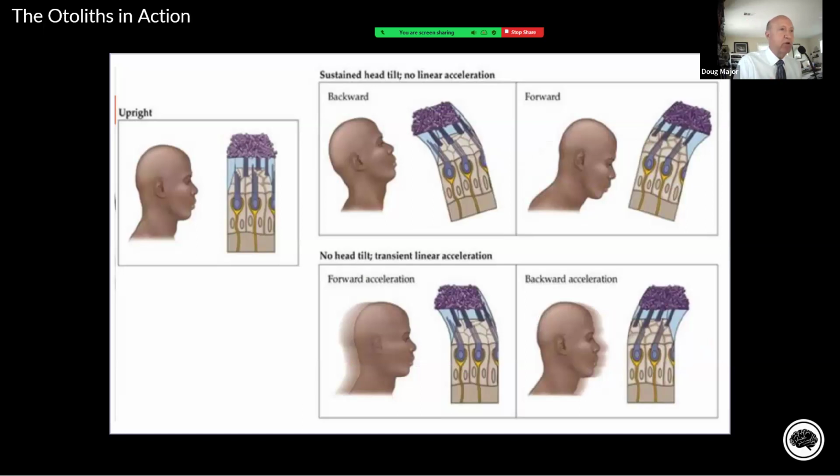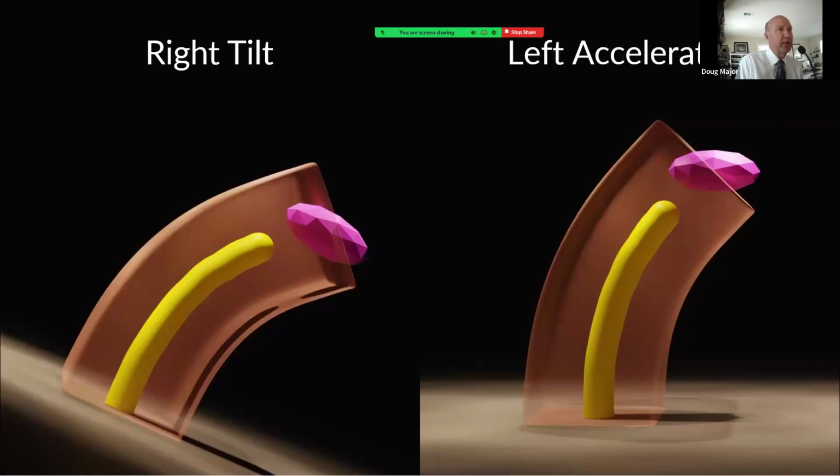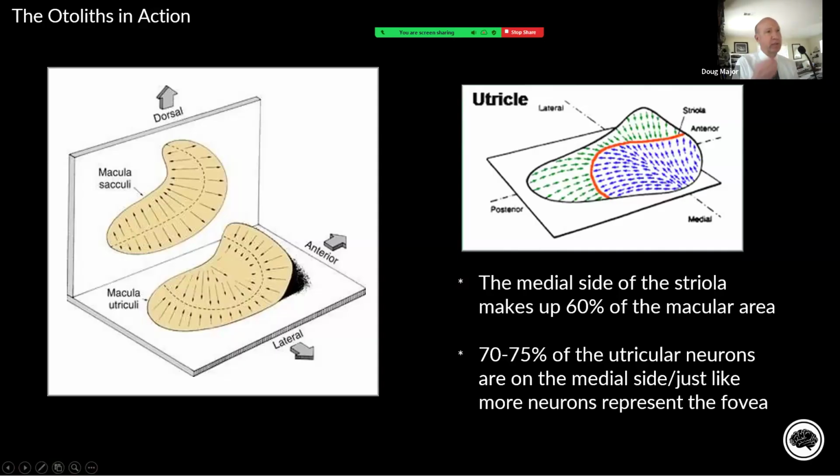And again, these are all associated with translational movement and linear acceleration, as well as just basic as we are stationary. At this point, our right tilt is the same as a left acceleration. So there's some ambiguity that has to be figured out in those higher brain functions. And that's why we love roller coasters. We can be tricked a little bit.